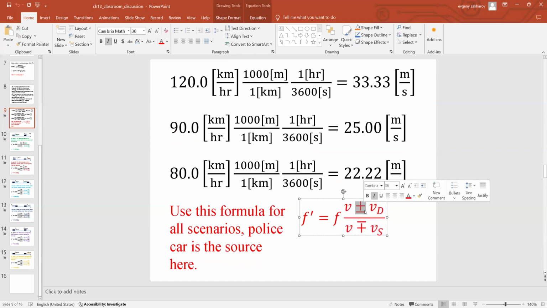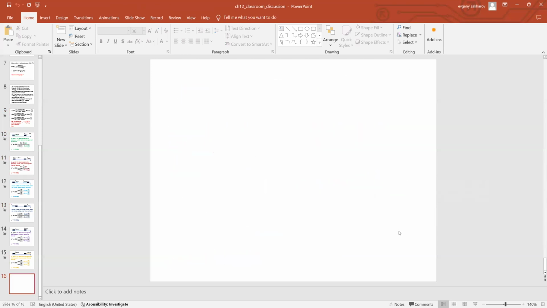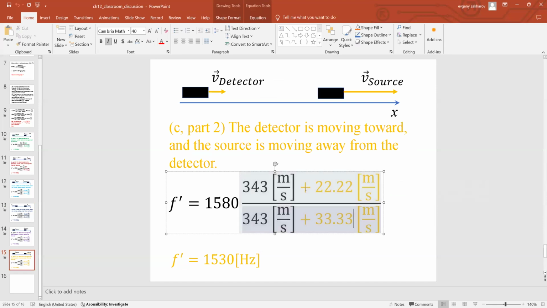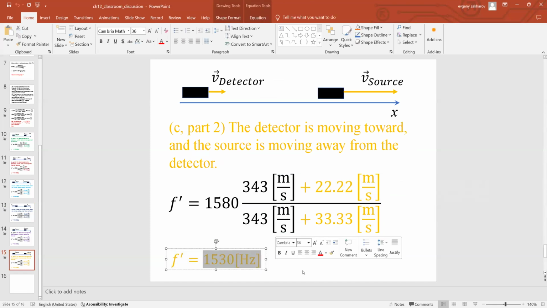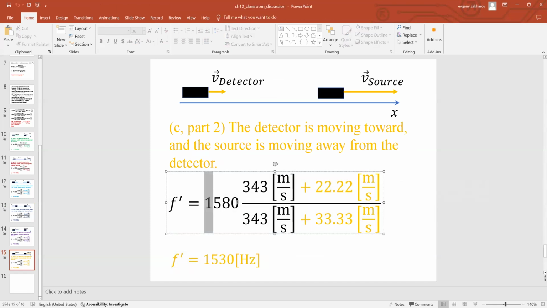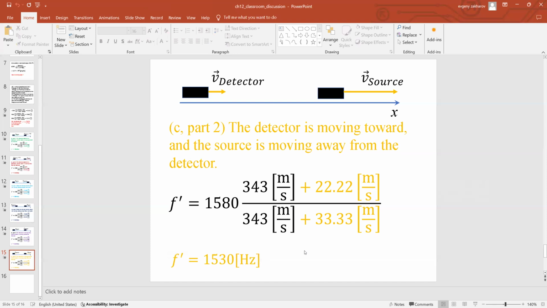Towards, away. So for towards, you go with the top option, it's the plus. And the source is going away from you, so for the away, you go with the bottom option, which is a plus. So for the denominator, you have also the plus. You got plus, plus, plus, plus. And you do the math, and you have a little less than the original because the police car is moving away from you. So you register still something close, but still less than the original. You will hear the wow, wow, wow, not the higher pitch.